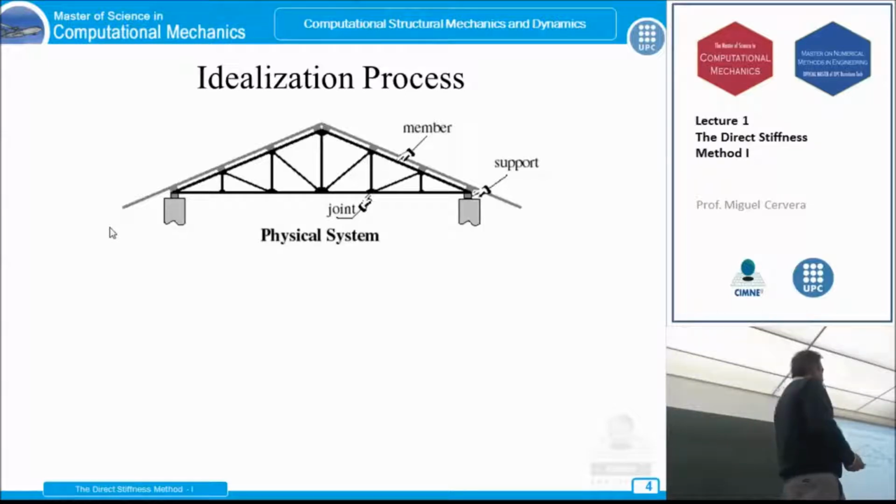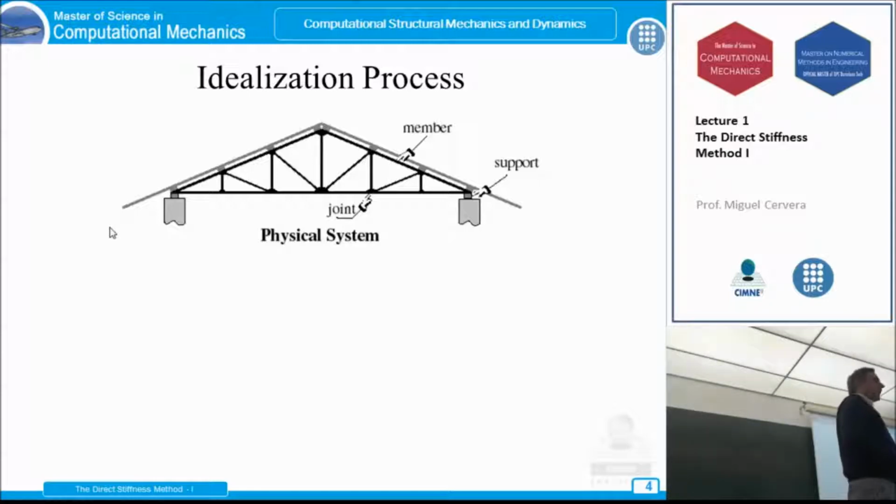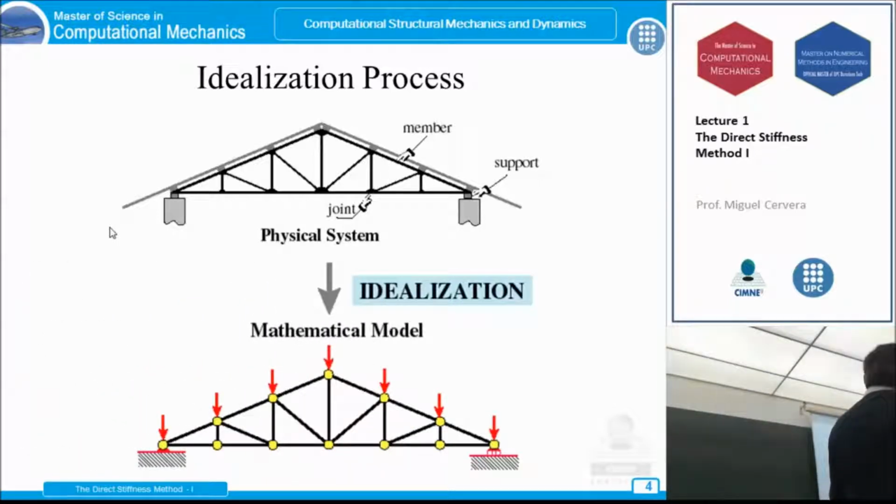Now, because of the training, particularly those of you who are civil engineers, and probably the mechanical ones as well, because of the years you have been in the university doing this, the idealization of this into the mathematical problem is quite easy. You see something like this. Okay? But this is not automatic. This is because of the training you have.